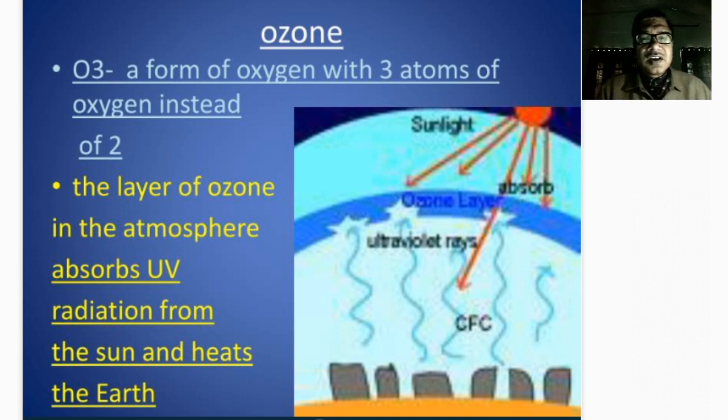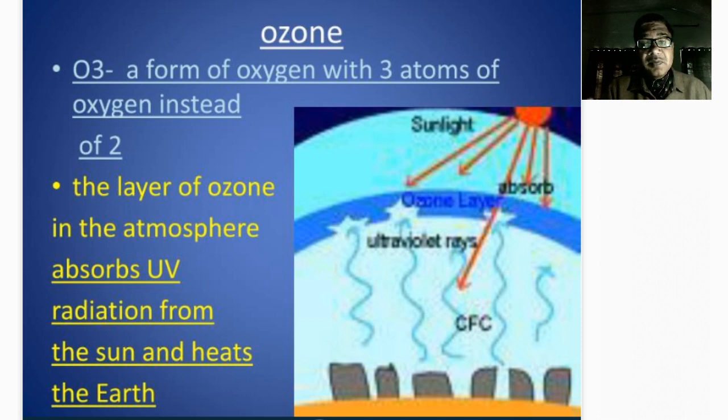Another important gas which we have in the atmosphere is known as O3, or ozone, which we normally call. It's a form of oxygen with three atoms of oxygen instead of two. Normal oxygen will have two atoms. The layer of ozone in the atmosphere can absorb ultraviolet rays. It radiates from the sun and hits the earth.